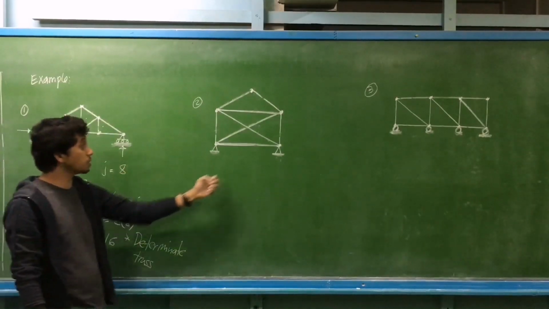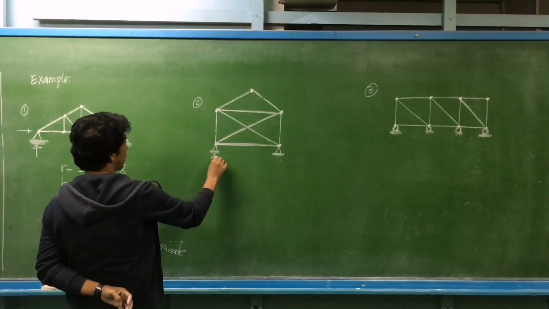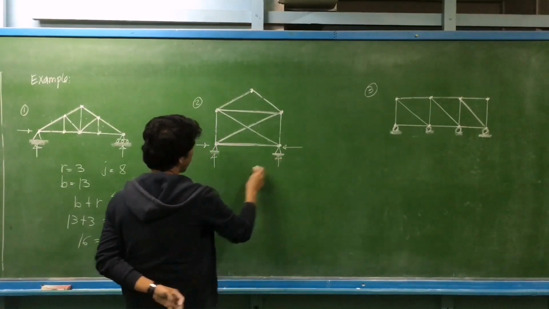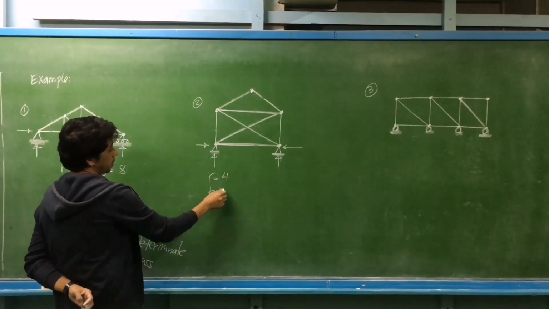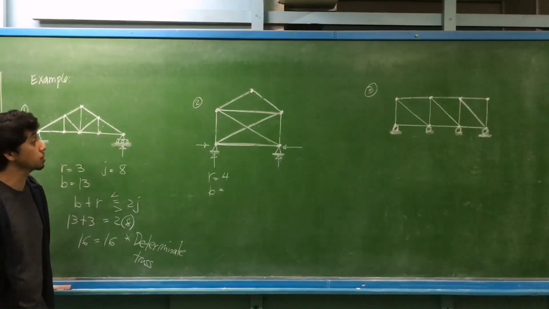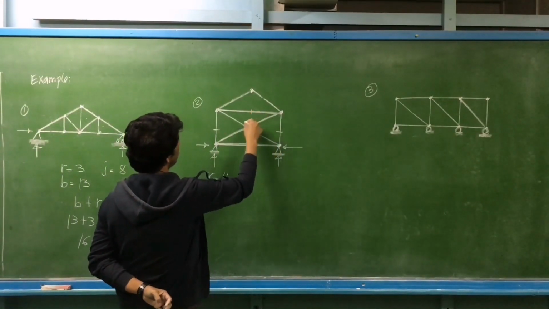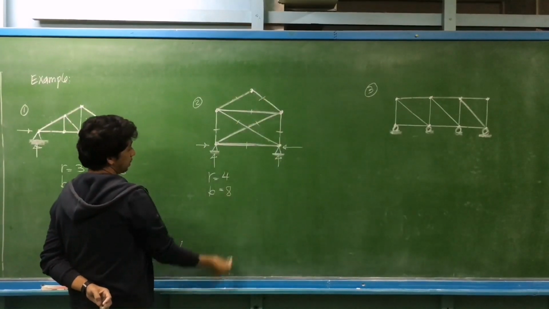Then next we have number 2. How many support reactions? We have two hinges, so the total number of reactions will be equal to 4. How many bars compose this truss? You have 1, 2, 3, 4, 5, 6, 7, and 8. Your number of bars is 8.